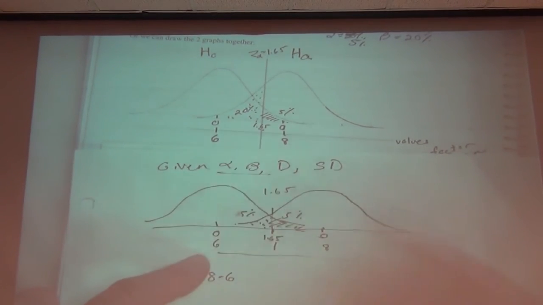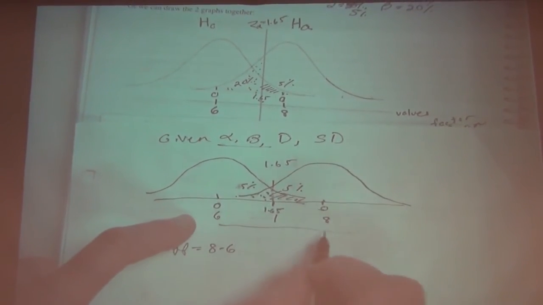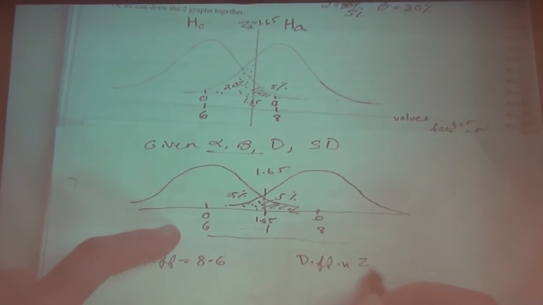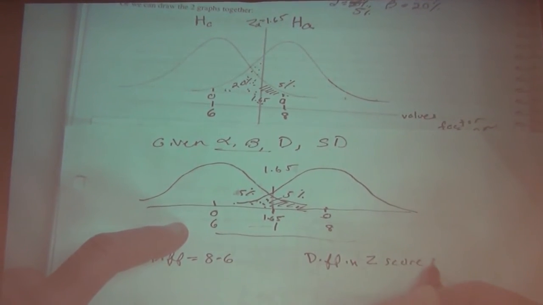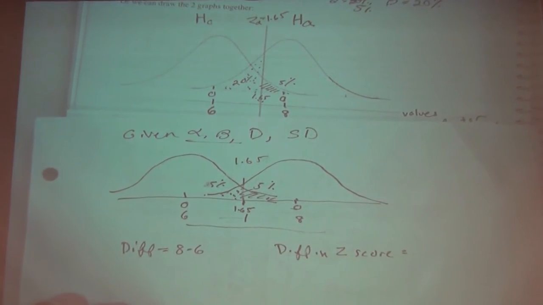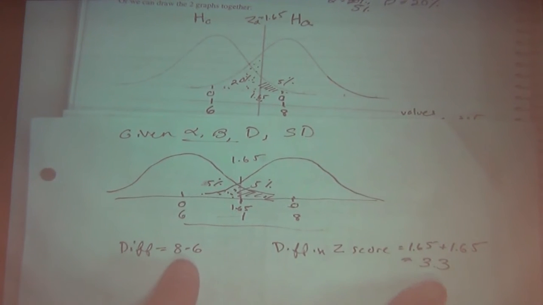That's what this does for you. In terms of z-scores, it's what? Difference in z-scores. Oh, now you're getting it. Difference in z-scores is equal to 1.65 plus another 1.65. Now do people see it? 1.65 plus 1.65, which would be what? Isn't that 3.3? Okay.